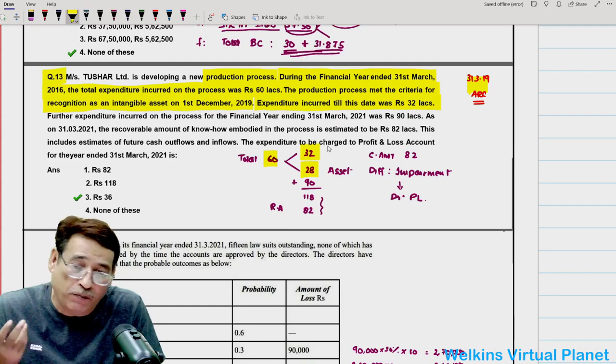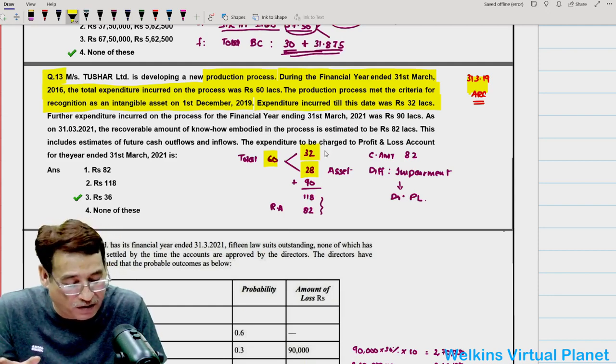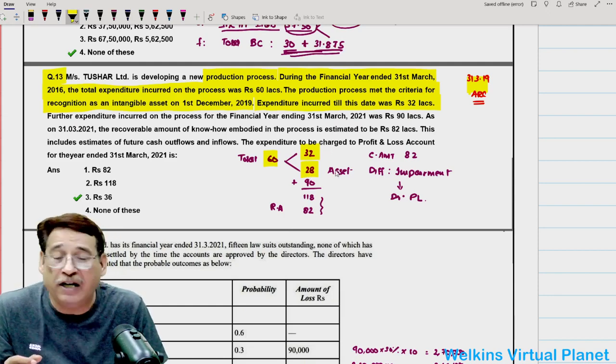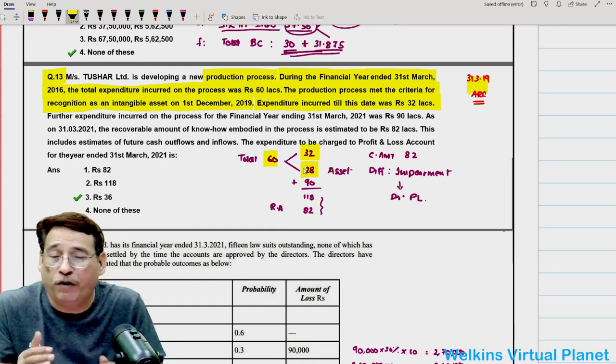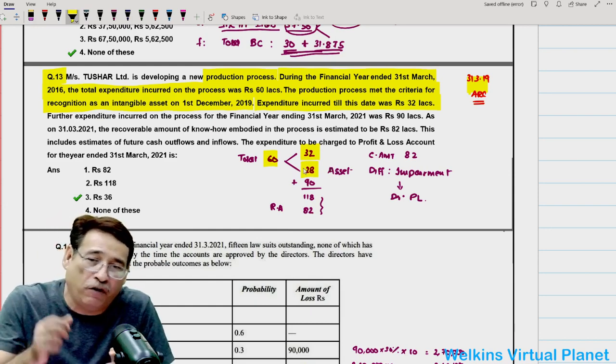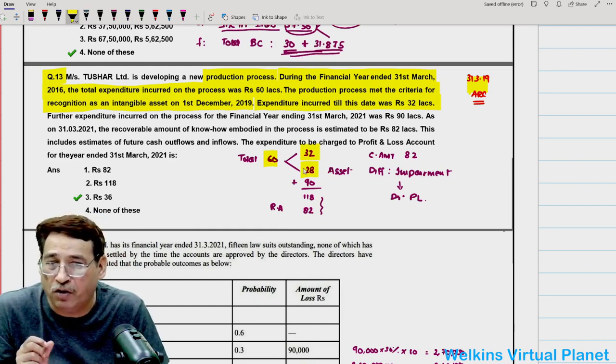That means 32 lakh will be debited to profit and loss account. We are not concerned with that. However, 28 lakh worth of amount will be considered as the capitalized value of the intangible asset. Is it clear to you or not?